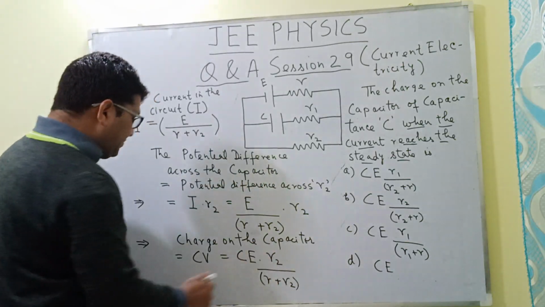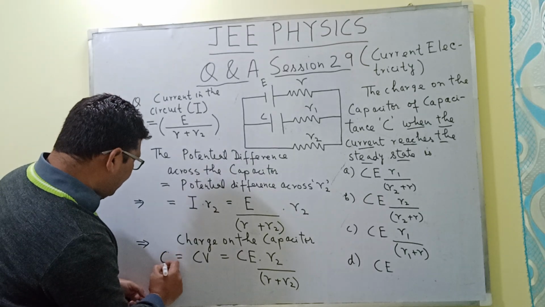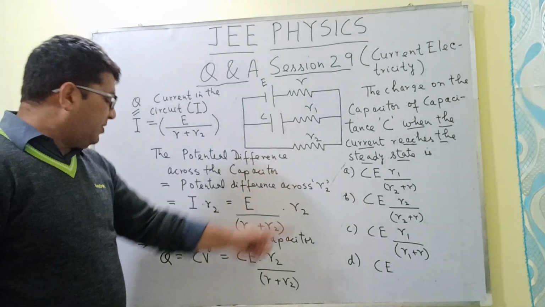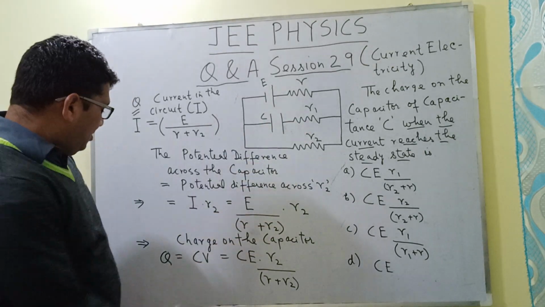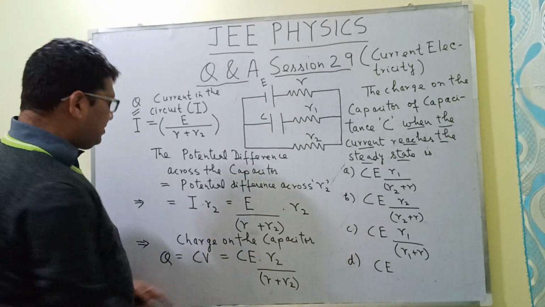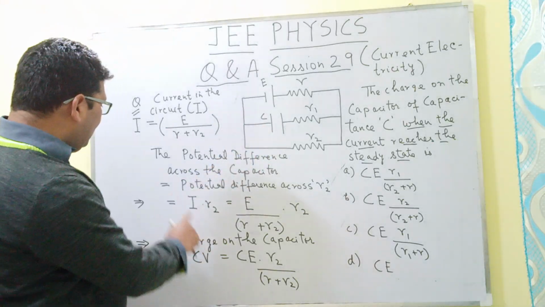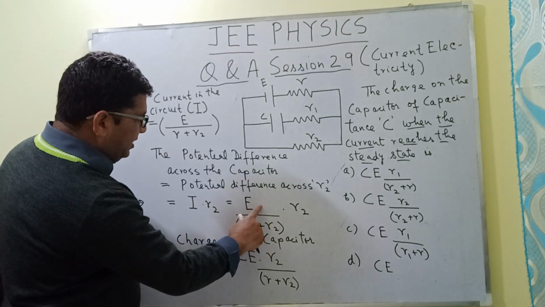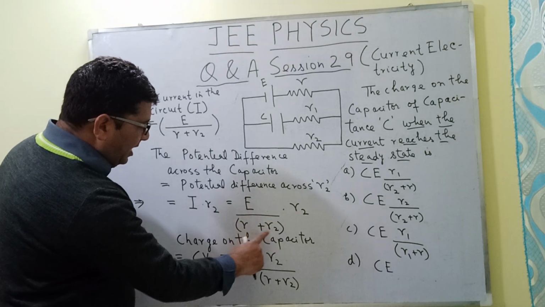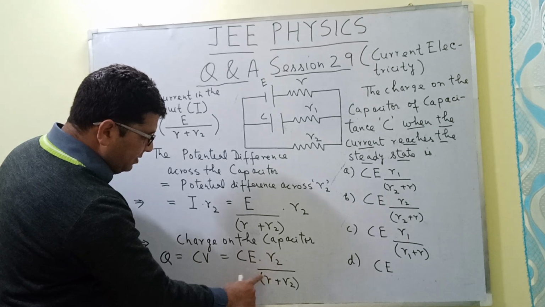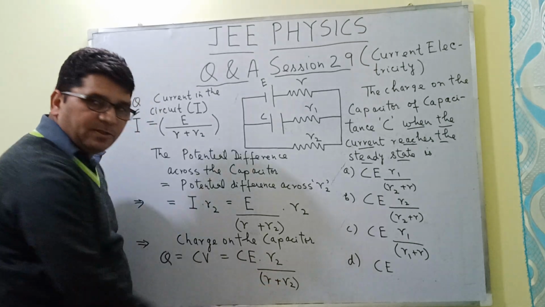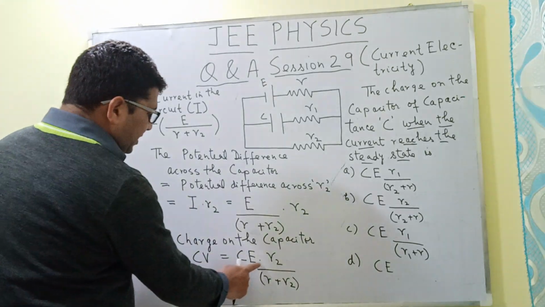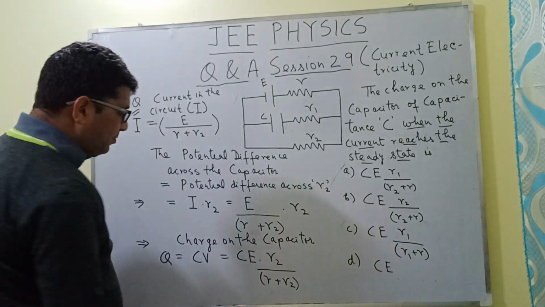So the charge on the capacitor, say it is Q. So Q is equal to C into V. C is the capacitance which is already given in this question. Now V is the potential difference across this capacitor, which is equal to E R2 divided by R plus R2. So the charge on the capacitor is equal to C E into R2 divided by R plus R2.